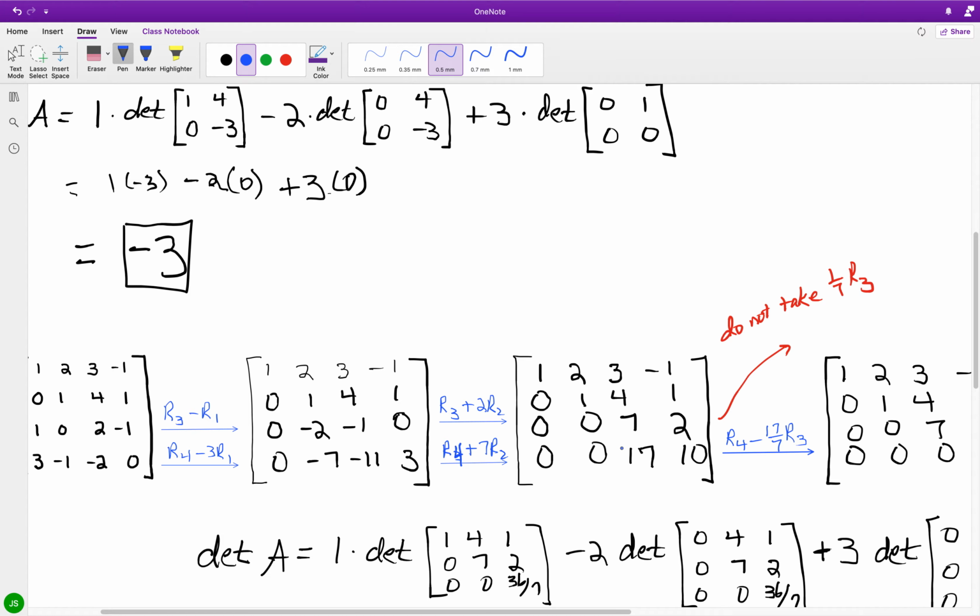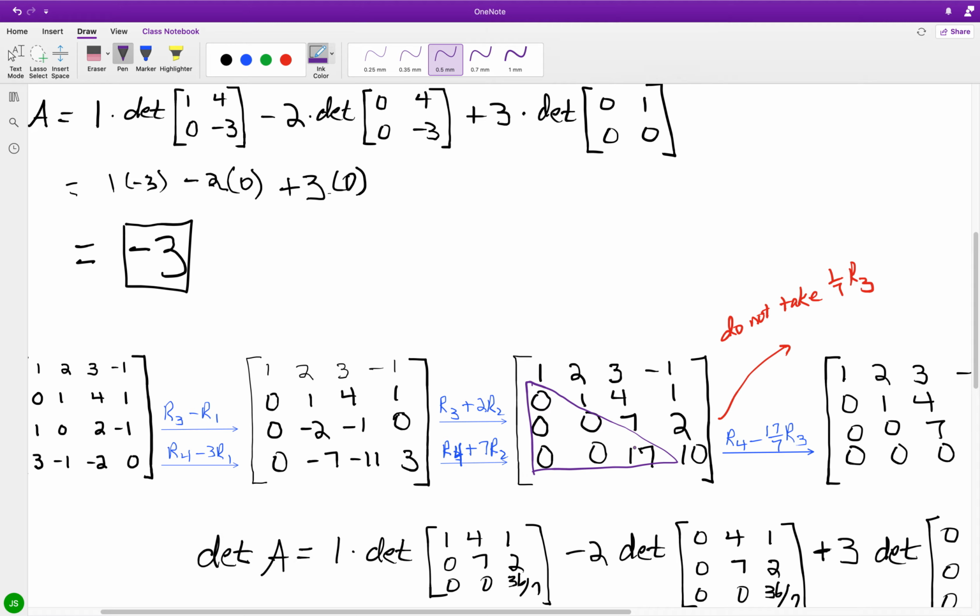So we have 0, 0, 17, 10 for the last row. Again, for the third row, this becomes 0, 0, 7, and 17. And again, to get to where we're going to have a triangular array of zeros, I want to make this 17 into a 0.